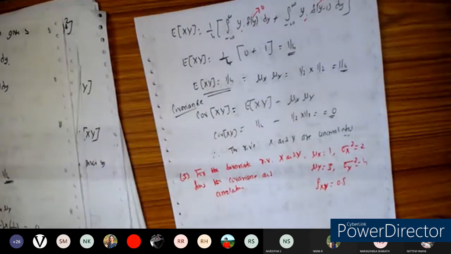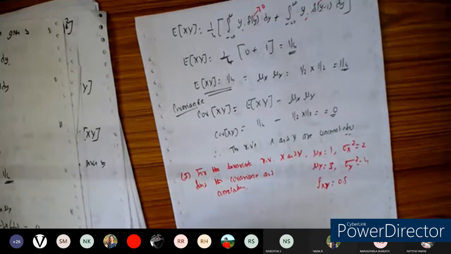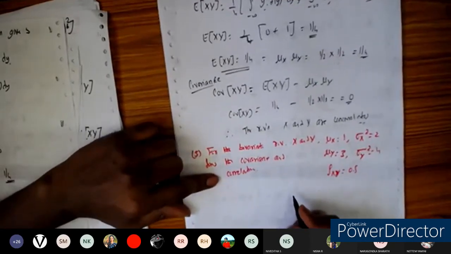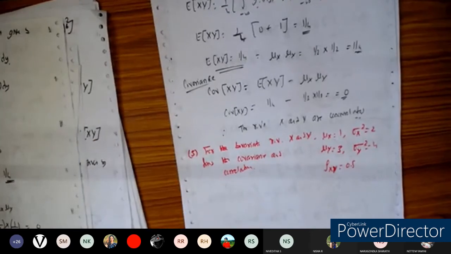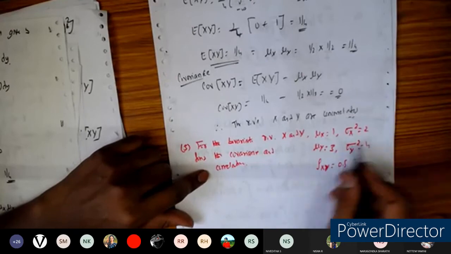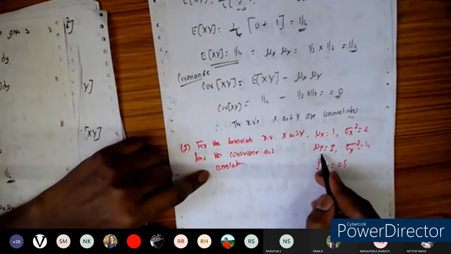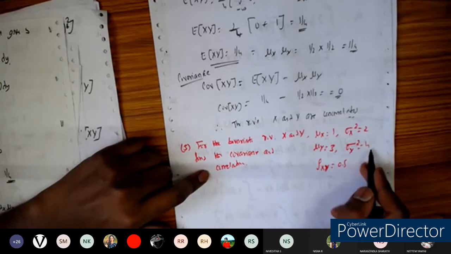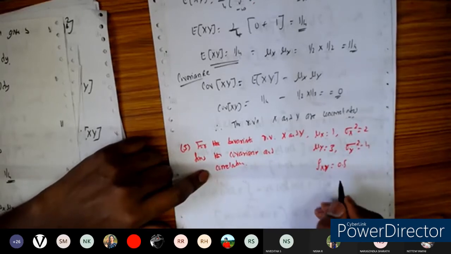Okay, so correlation is nothing but the expected value of x and y here. So we know that the mean of the random variable x is given, the variance of x is given, the mean of the random variable y and the variance of y are given, and the correlation coefficient has been given here.